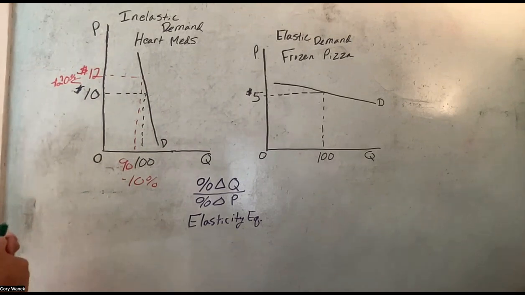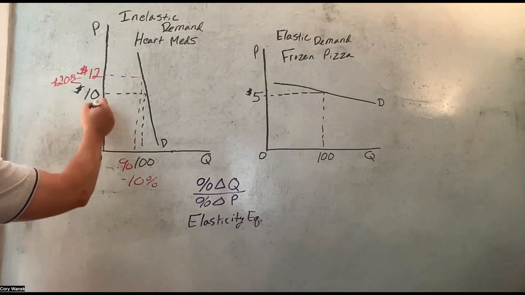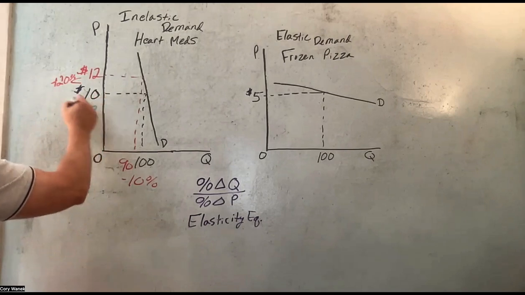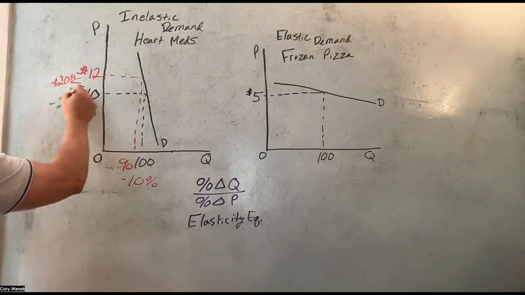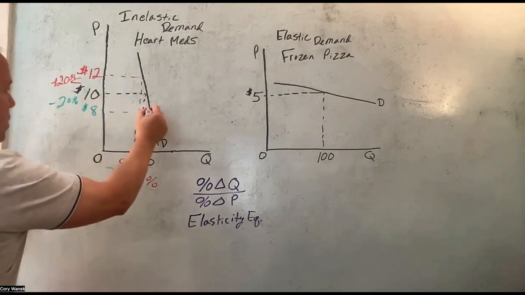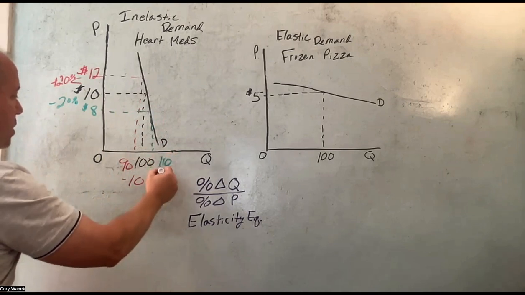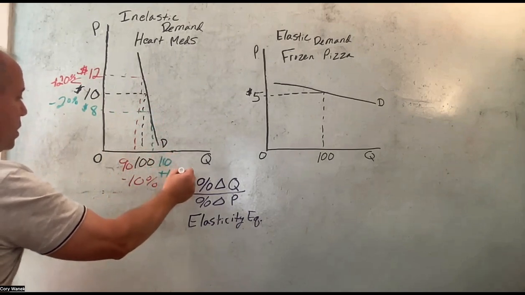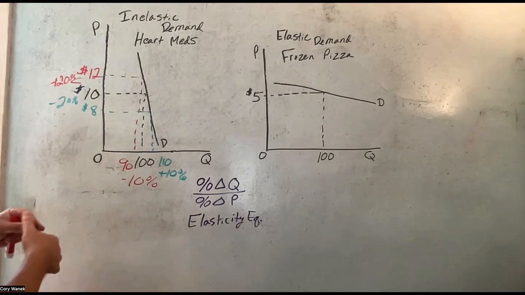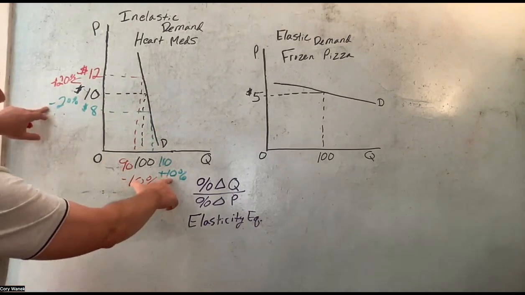Let's go the other way. Instead of raising the price, we lower the price from $10 to $8. We lower the price 20% from $10. $2 of $10 is 20%. We draw a cross, and now we're selling 110. That's an increase of 10%. Again, showing that it's inelastic. For a price change as a percentage, the quantity change is less.